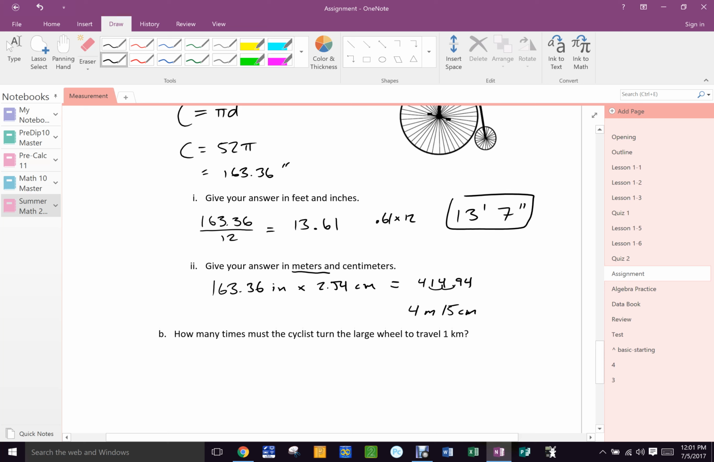Everybody cool that far? Then I want to know how many times I got to pedal to go a kilometer. Well, this is meters, 4.15 meters. This is kilometers. So what do I have to do to that? Convert it to 1,000 meters divided by 4.15 meters. And then the answer is, Simran, 241 revolutions.